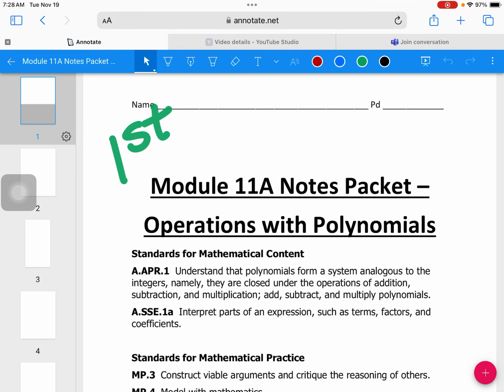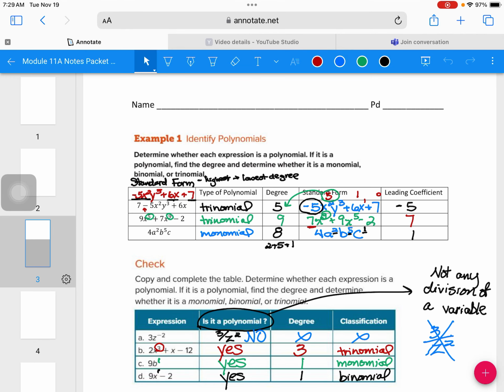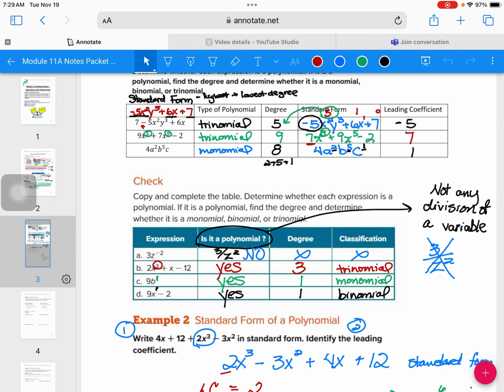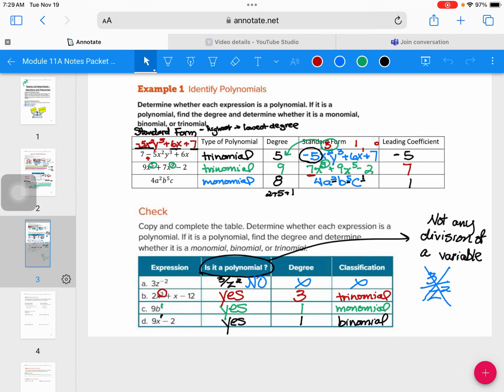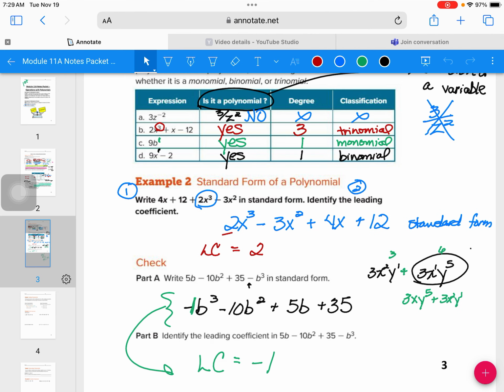And what do you think? Do you like, can you tell yet? Do you like one big packet, or do you like having different packets for different things? One big packet? No?